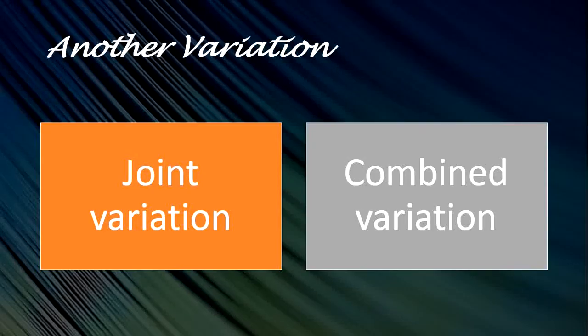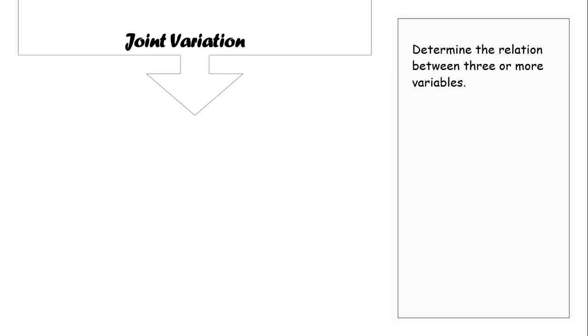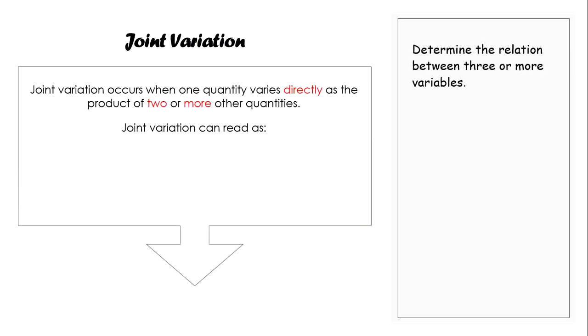So, let's proceed with our lesson on variation. You have learned direct variation and inverse variation. In this lesson, we will learn another two types of variation, which are joint variation and combined variation. Joint variation occurs when one quantity varies directly as the product of two or more other quantities. So, dalam joint variation ni ada lebih daripada dua quantity. Boleh jadi tiga, boleh jadi lebih lagi.